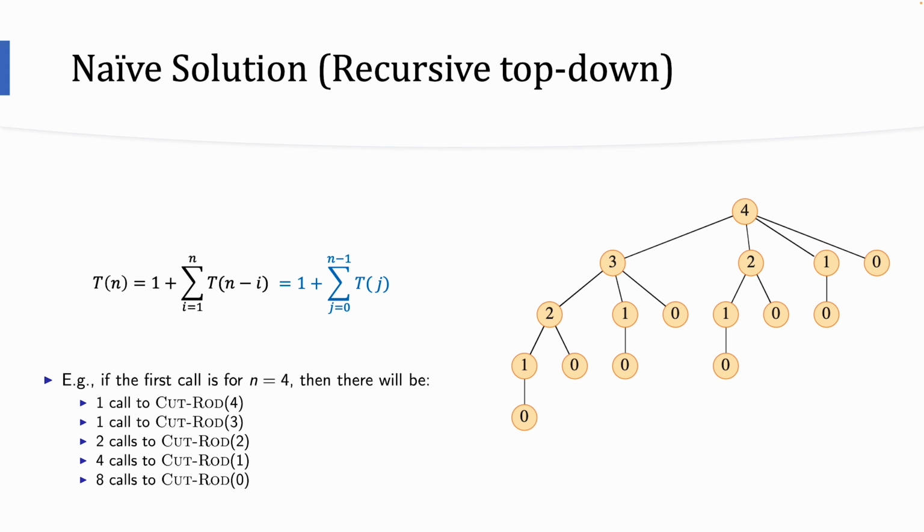Okay, now, how do we solve that T of j? So that's going to be the next thing here. For this one, we can actually do a little bit of work. As you can see from my recursion tree, for the original size of 4, I have one call to cut rod 4, one call to cut rod 3, 2 calls to cut rod 2, 4 calls to cut rod 1, and 8 calls to cut rod 0. So that is what's happening here, right?